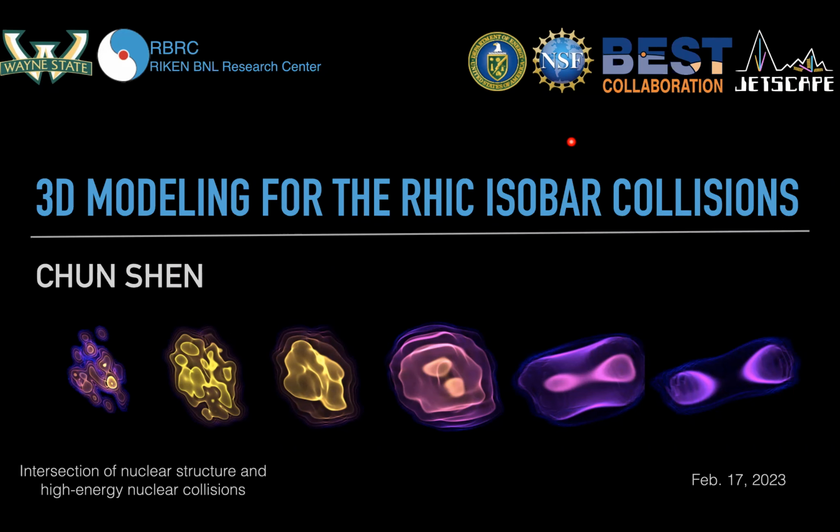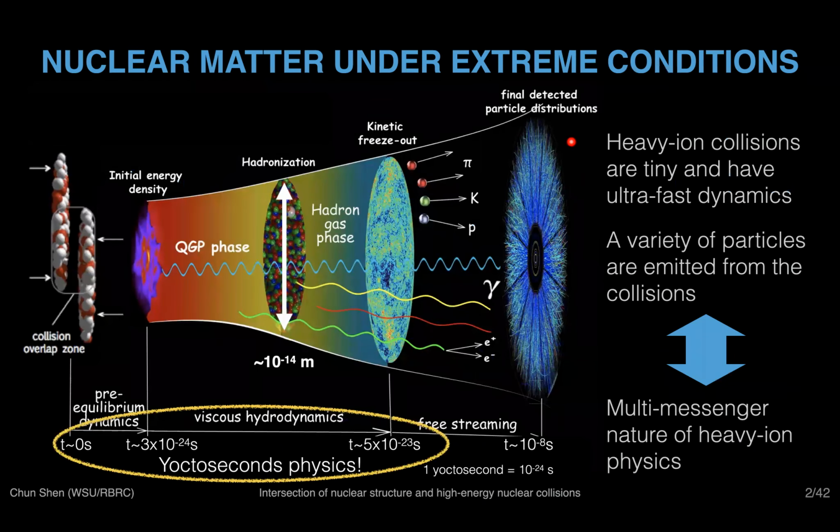So let me briefly start with an introduction. This picture you have seen a few times. We try to study nuclear matter under extreme conditions by doing heavy ion collisions, accelerating ions to near the speed of light. However, those collision systems are tiny, and the dynamics that we want to probe are very fast, on a time scale of 10 to the minus 23 seconds. So it's really challenging for experiments to probe what happens in this interesting quark-gluon plasma phase before all the particles freeze out and fly to the detectors.